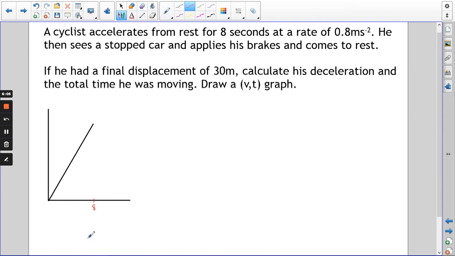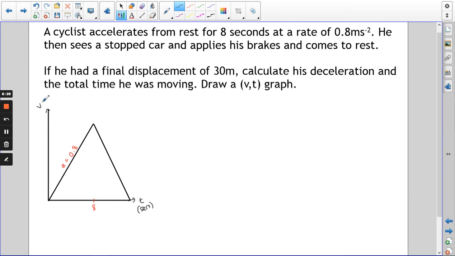8 seconds. Okay, at a rate, so A equals 0.8. There's no mention of travelling at constant velocity for any time. It says that he immediately applies the brakes and comes to rest. So the graph comes straight back down. Okay, so T in seconds.